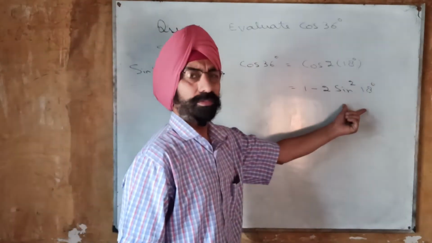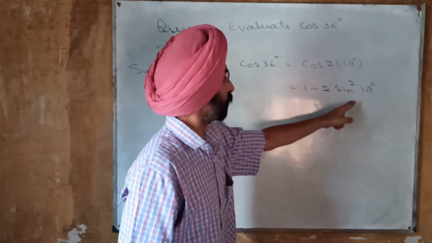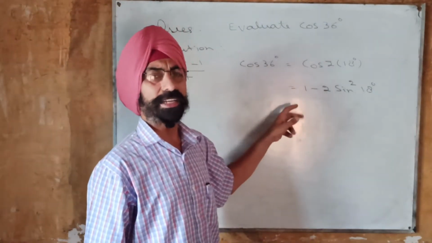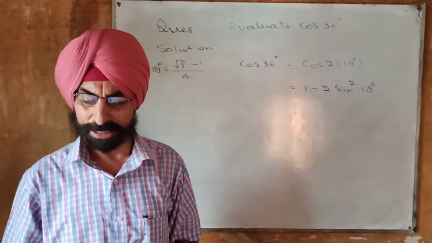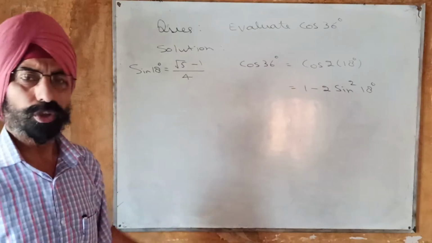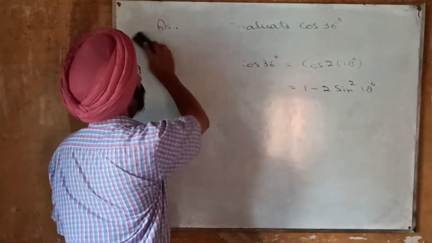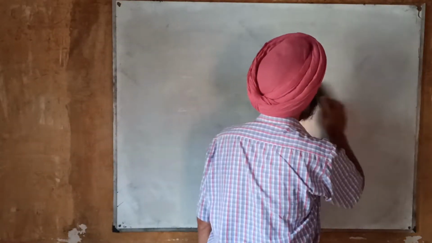And now it's very simple. You have just to substitute the value of sine 18 degree here, square, simplify, and you will get the value of cos 36 degree. I am not going to solve this because it is just a calculation work now. So we move on to some more questions.